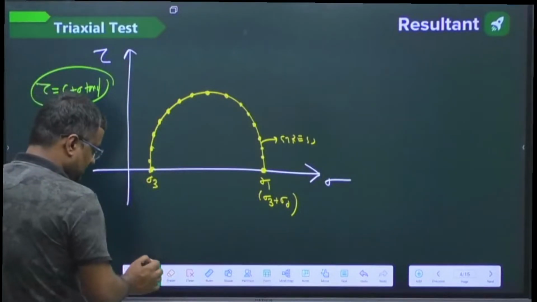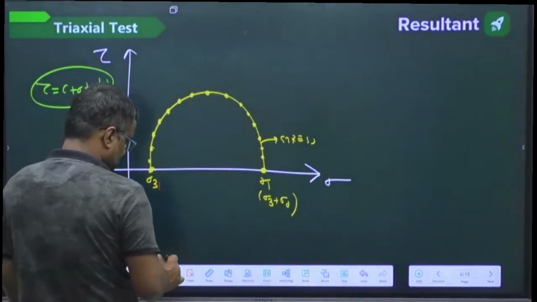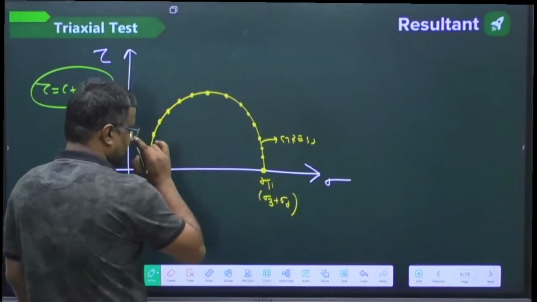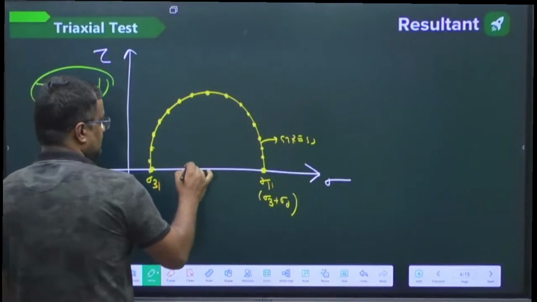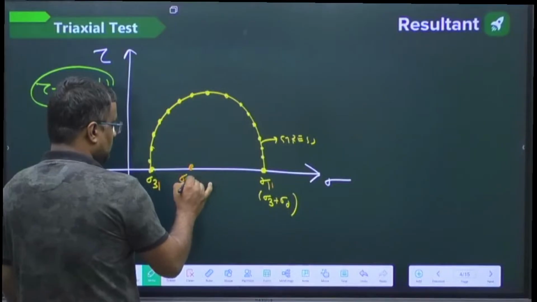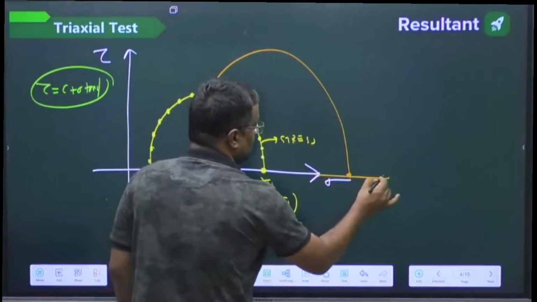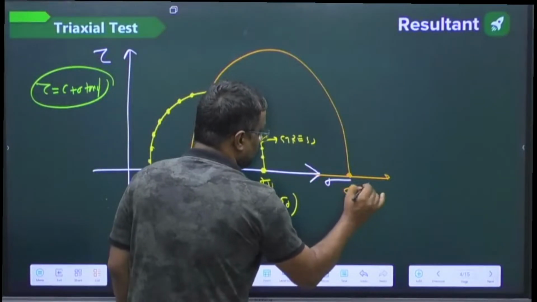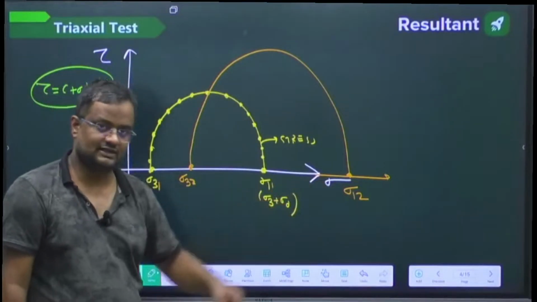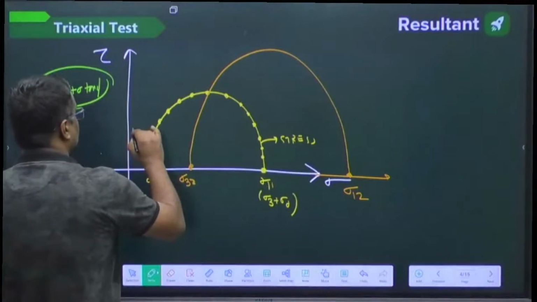This is the first experiment we have done for a sample, with sigma 3 of the first and sigma 1 of the first experiment. Now the second experiment is done up to failure. So this is sigma 3 of the second experiment, and here it will be sigma 1 of the second, the major stress for the second experiment. Now we draw the common tangent.